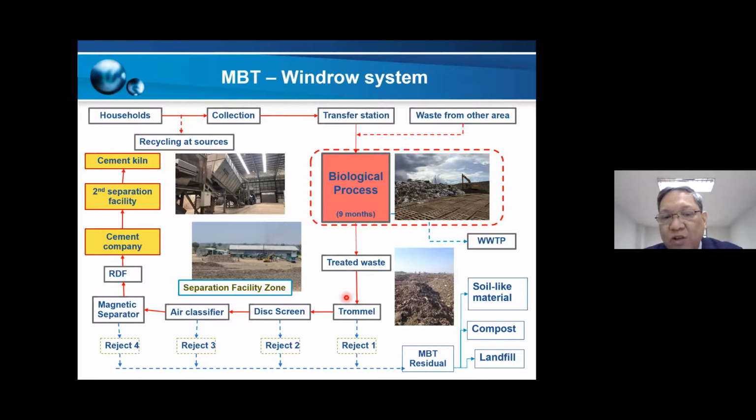So the waste goes through a series of separation devices, mainly to recover the plastic waste as a high caloric value material so that we can use it to recover energy in the cement company. During the separation, you get some residue consisting of soil-like material and some compost, and some other material is sent back to the landfill.